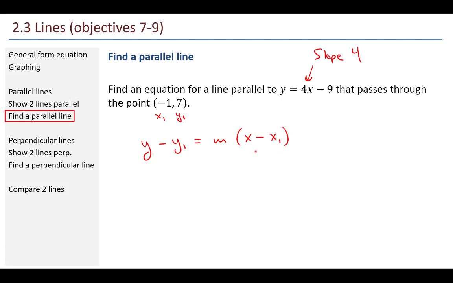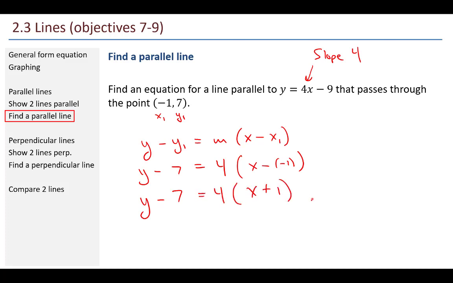Let's fill in the information. y minus 7 equals, now I draw the slope from the other line, 4, x minus, and my x1 is negative 1. So just to clean that up a little bit, y minus 7 equals 4 times the quantity x plus 1, and there is my line. It asked for an equation, so any equation would do, and there's the one that I found. There's my point slope formula for the line.